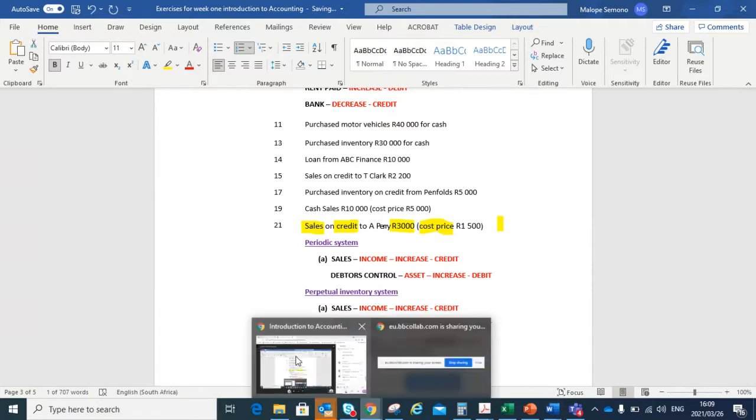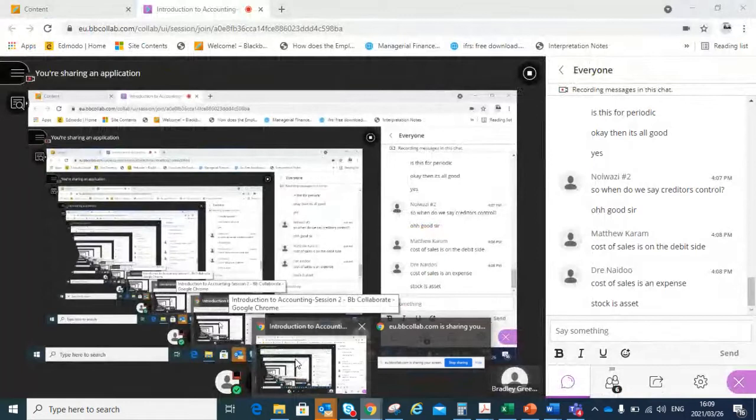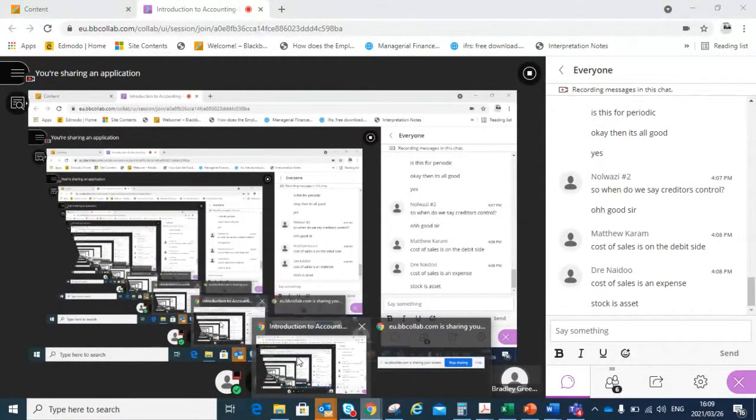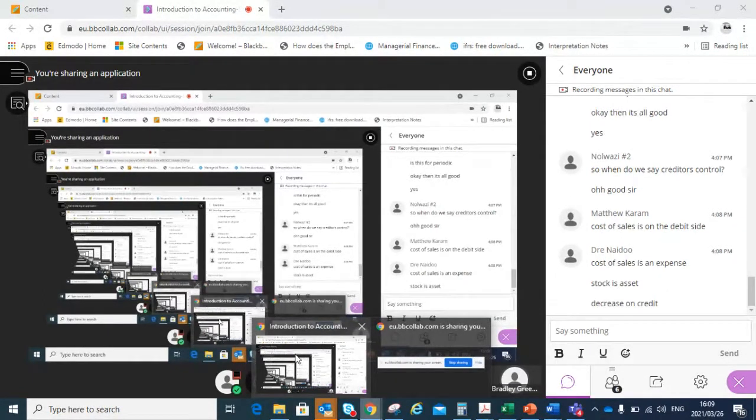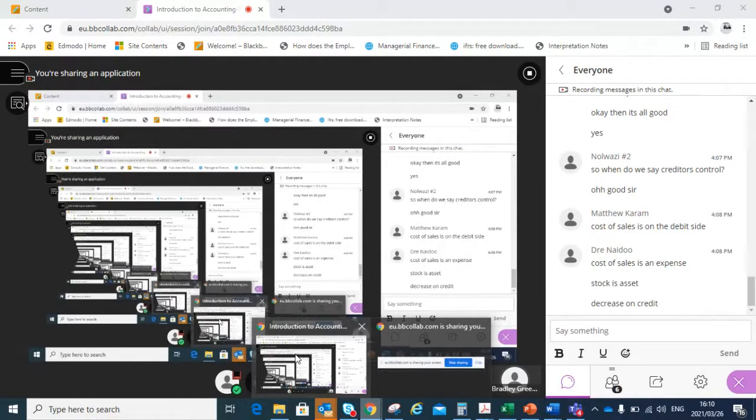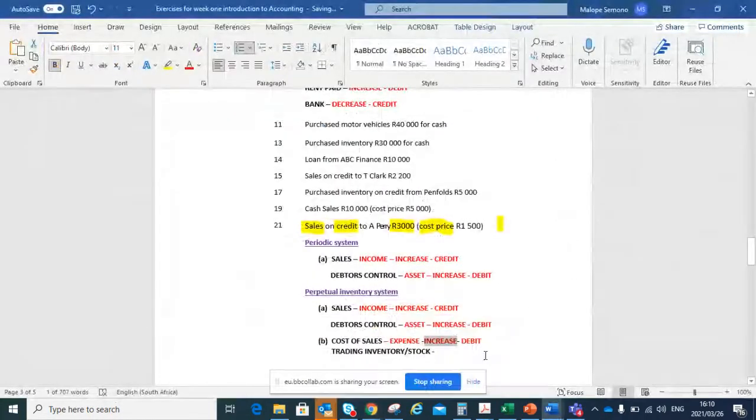And then stock is an asset. Yes, I agree with you on the stock, but is it increasing or decreasing, and under which side? I agree with you, Dre. Stock is an asset. Is it increasing or decreasing, under which side? On the credit side. Perfect. I like that. Please make sure that you understand that.